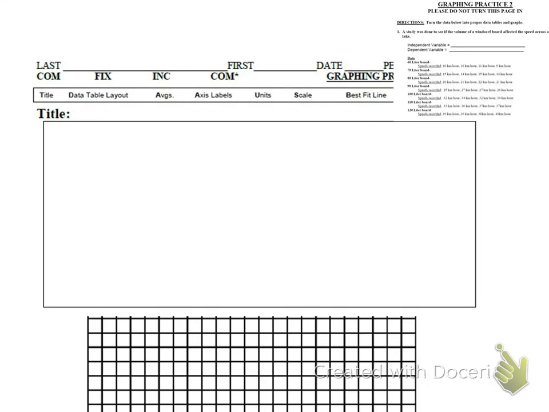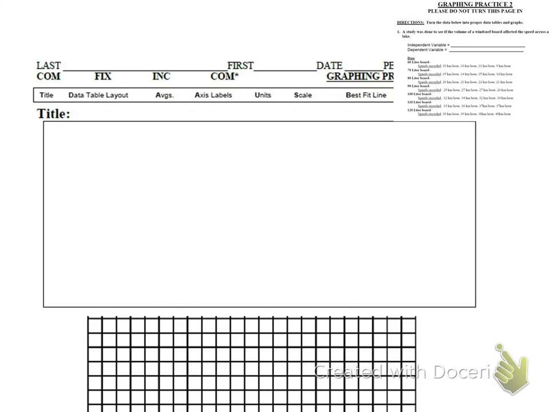Alright, I'm going to help you get started on your data table for this. So the first thing you do, if you look at the handout I gave you last time that shows you how to make data tables and graphs, that's a great thing to refer to. You're going to take the data on the Graphing Practice 2 handout and you're going to make a data table out of it and a graph out of it.